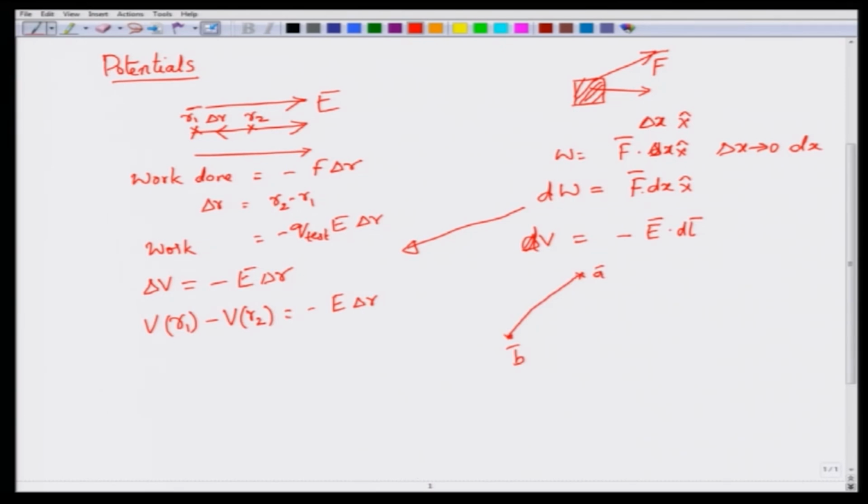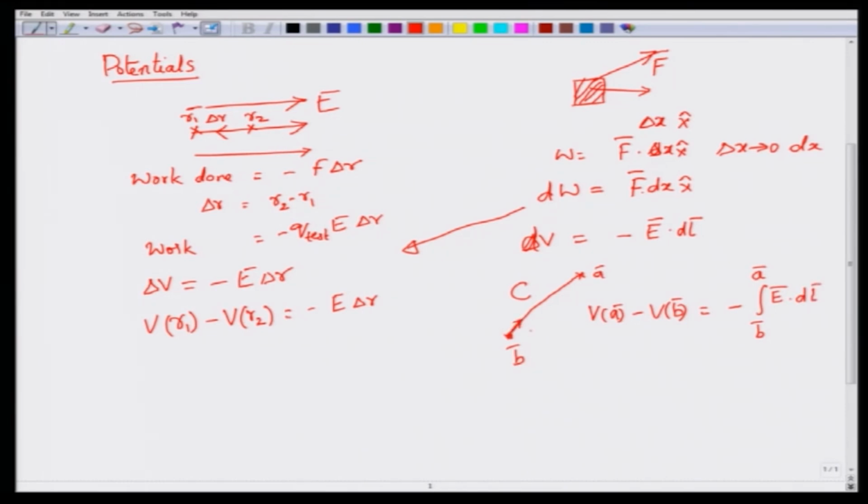The potential difference between the 2 points A and B will be obtained by integrating this expression dV is equal to minus E dot dl over this entire path. If the path is given a name C, then the potential difference, V at A minus V at B, will be the integral from B to A of E dot dl. What is E and what is dl?